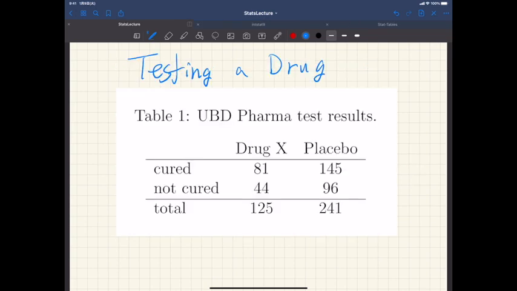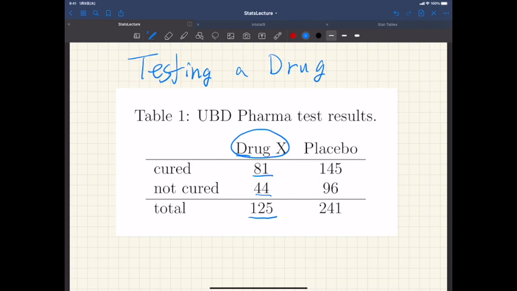Now let us consider another example. That is testing the effectiveness of a drug. Suppose there is a pharmaceutical company called UBD Pharma, and they developed a new drug called X. They tested this drug on 125 patients, out of which 81 were cured and 44 were not cured. We want to know whether this drug is really effective or not.